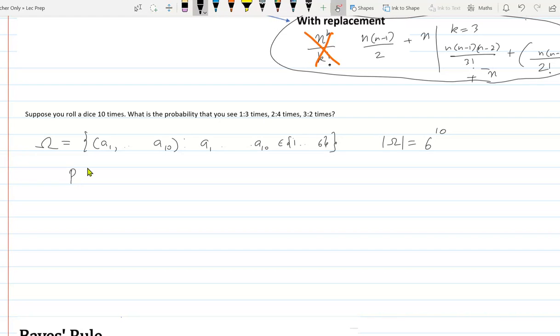So the probability of seeing 1 three times, 2 four times, and 3 two times. How do you do this? The denominator is 6 raised to 10. In how many ways can you do this? So there are 10 throws.